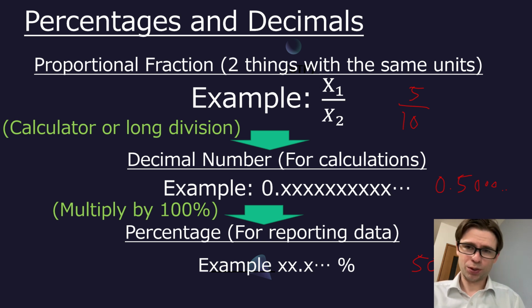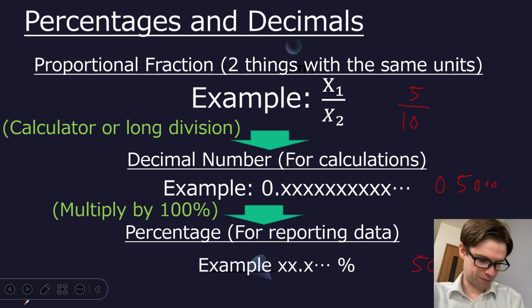So it's really important to realize that all three of these represent the same thing and how to convert between each of them. To convert between proportional fractions, you need to use a calculator or long division. I haven't done long division in a while, so like me, you'll probably stick with your calculator. To go from decimal number to percentage, multiply by 100%. To go in the reverse of these, you do the reverse, although it's not that easy to go from a decimal number to a fraction. You kind of have to think about where that decimal number came from.